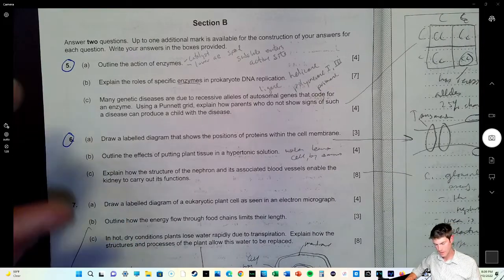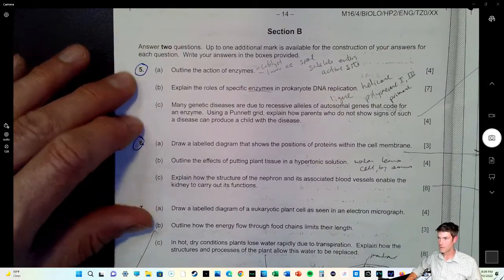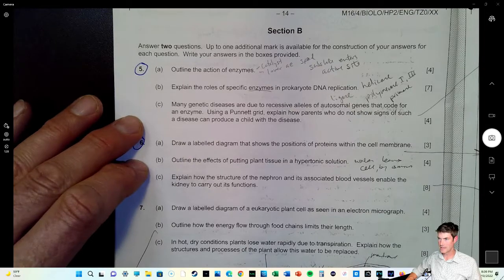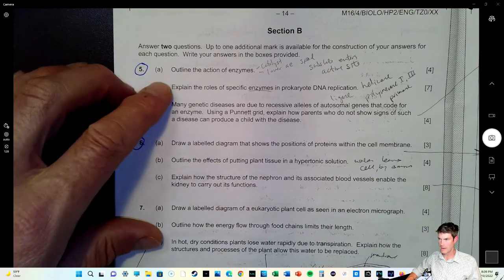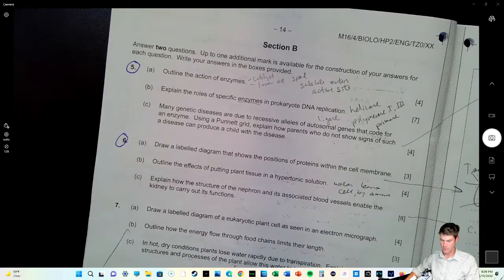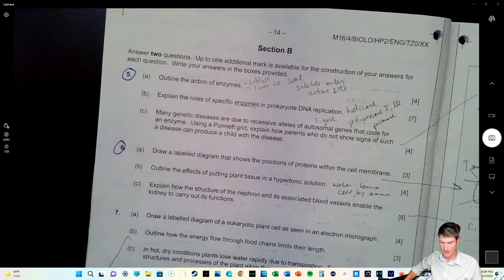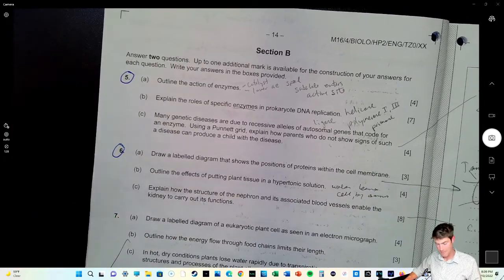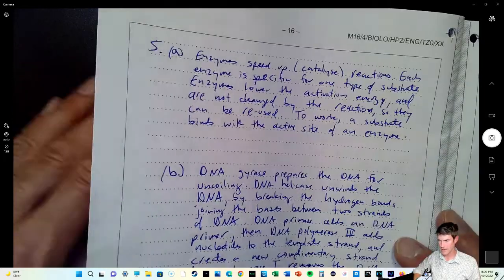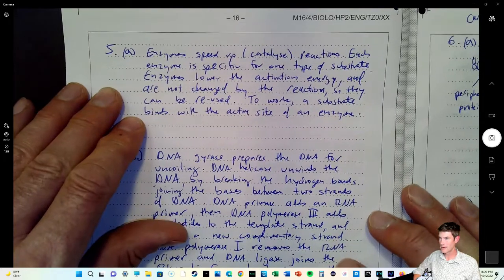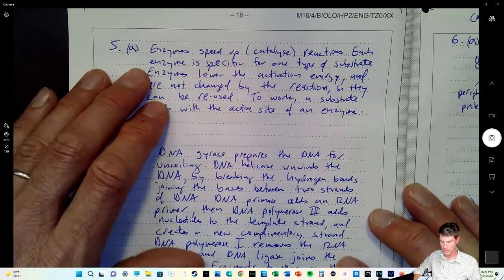Want to choose 2, like 5 and 6, or 6 and 7, or 5 and 7, and then you answer all 3 afterwards. So let's go ahead and say we're going to do 5 and 6. Why not? And start: outline the functions of enzymes. So, 4-point question, I believe.